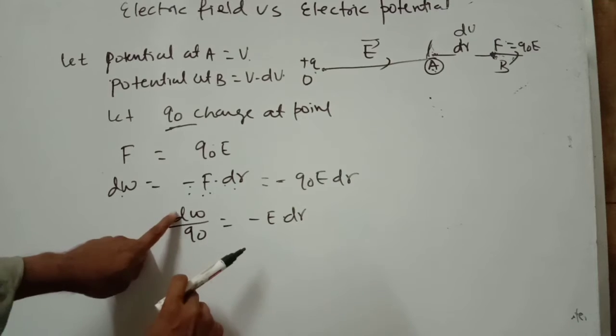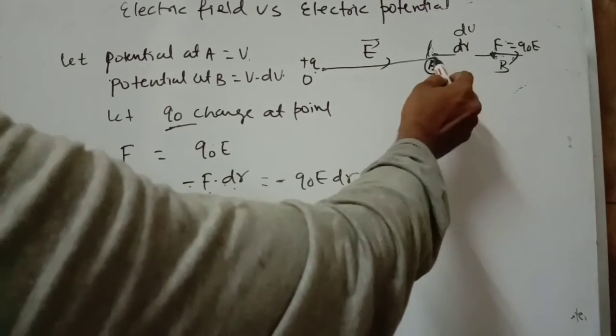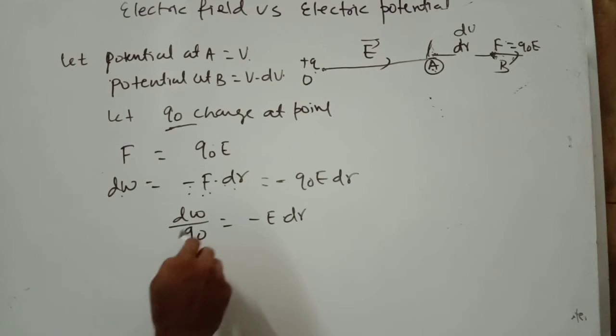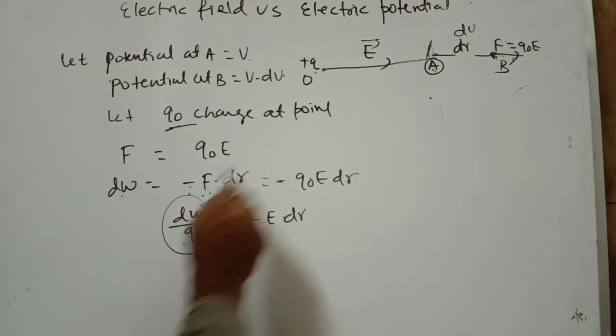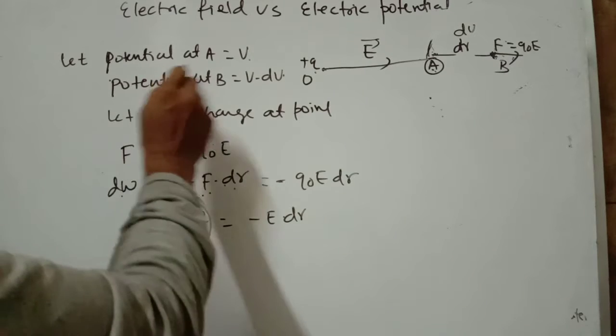Here, this work done when a charge is brought from B to A, per unit charge, is the potential between B and A. So what is the potential difference?